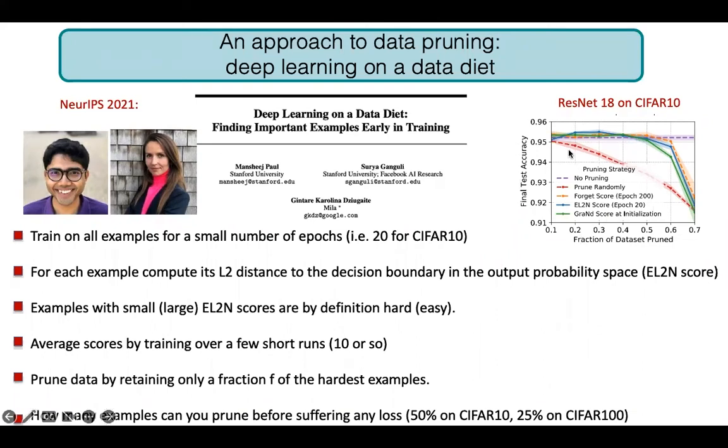Okay, and these are curves of accuracy as a function of the amount of data that we pruned. This blue curve is our method. This red curve is if you just pick stuff randomly. That's the correct baseline, right? Does your method do better than just randomly picking examples? And it does do quite a lot better. Okay, so that was the initial motivating work for the work I want to talk about.